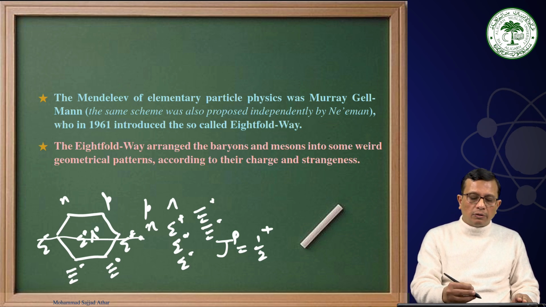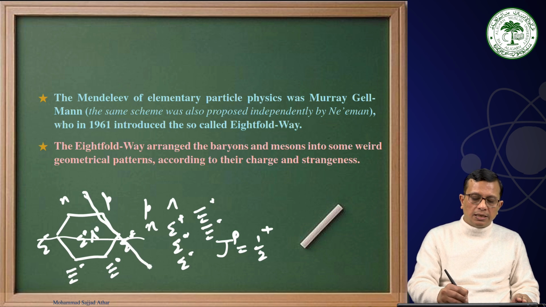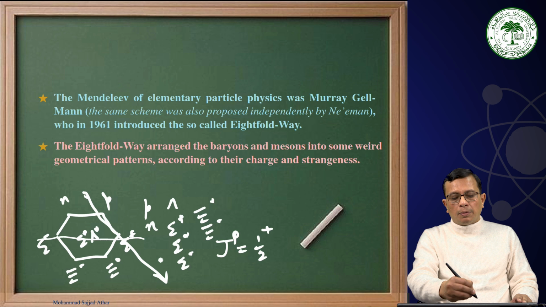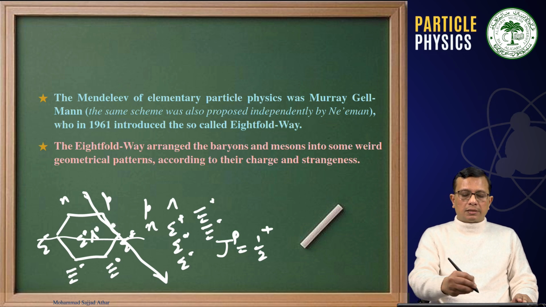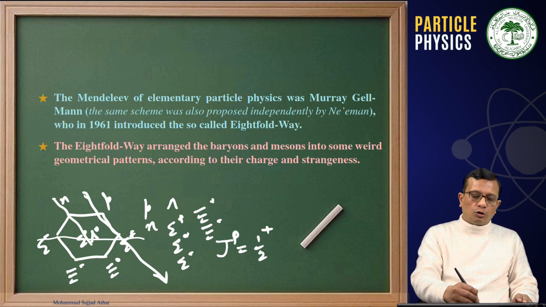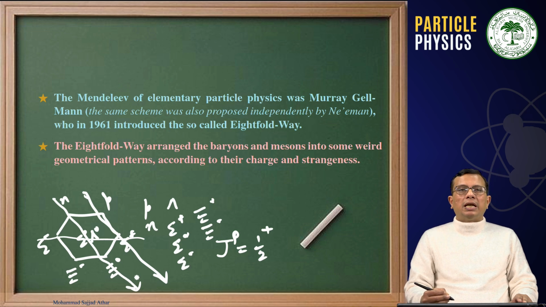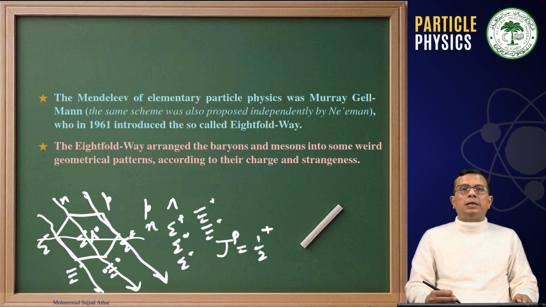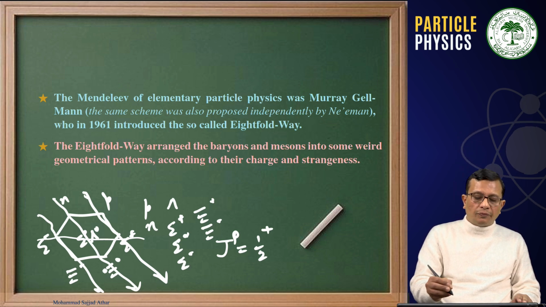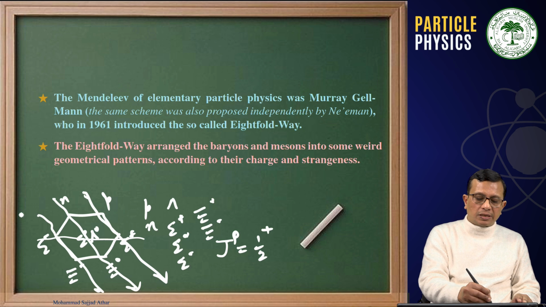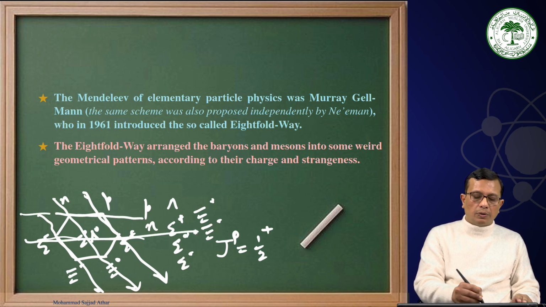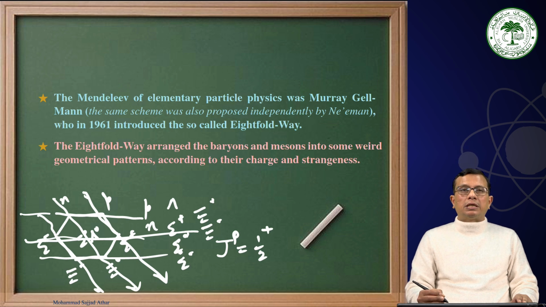Then the charges of these particles: as you can see along this diagonal line, all those particles which have charge plus 1 lie on this diagonal line. All those particles which have charge 0 lie on this diagonal line. And all the particles which have charge minus 1 lie on this diagonal line. Then the strangeness of all the particles lying on the first line is 0. For the second, strangeness is minus 1. And for the third, strangeness is minus 2.